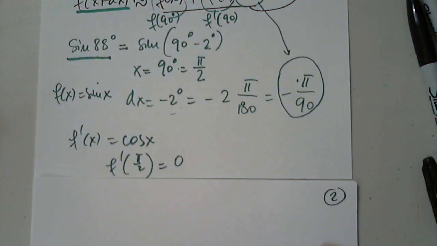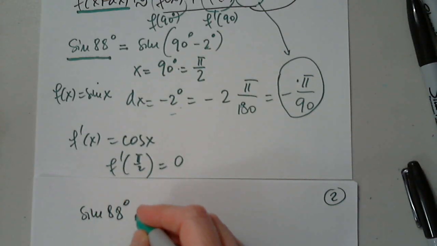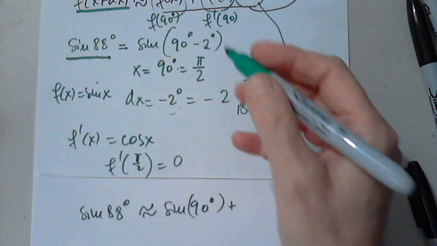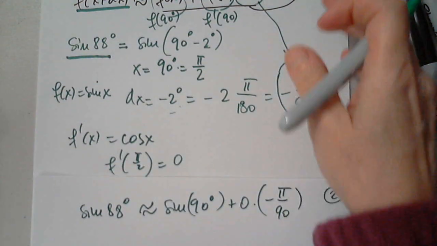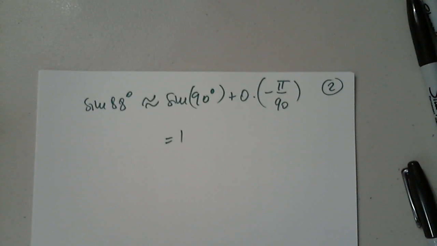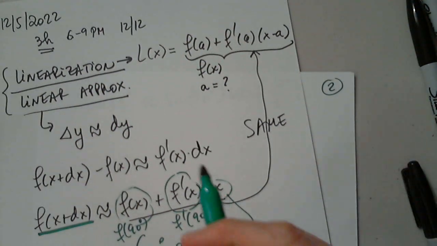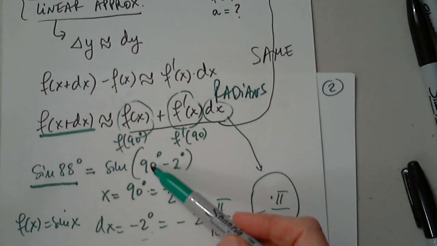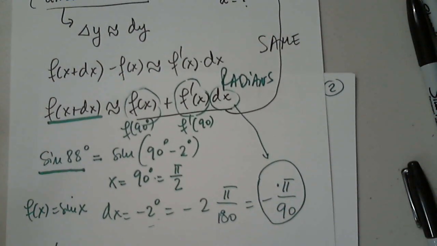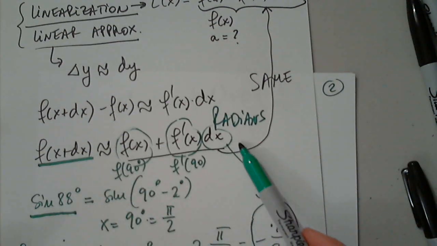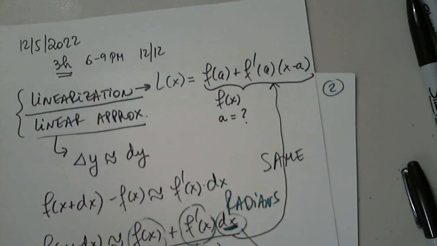So sine of 88 degrees is approximately sine of 90 degrees plus 0 times negative pi over 90. Since this is 0, this is 1. So sine of 88 degrees is approximately 1. But please remember, in this formula, you have to put radians. Inside the trig function, it doesn't matter if I write pi over 2 or 90. Inside cosine, it doesn't matter if I write pi over 2 or 90. But if it's outside of a trig function, in a relationship like this, this quantity has to be in radians.